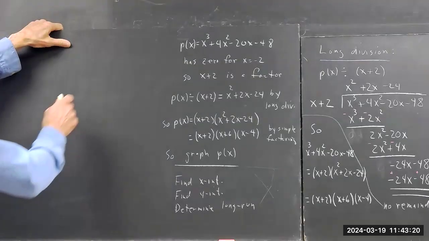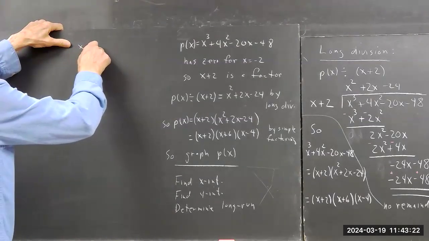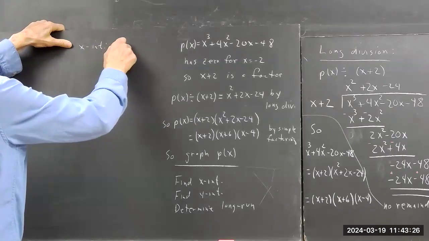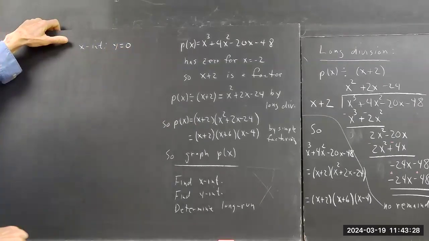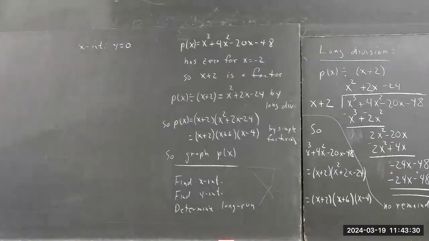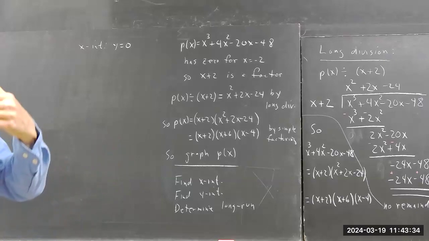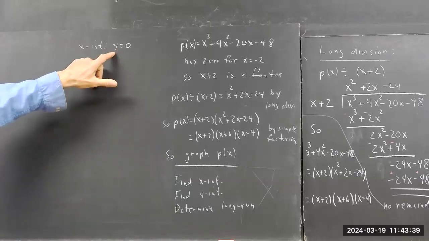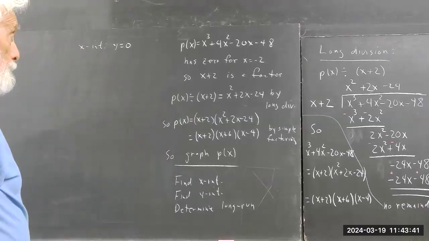Okay, so first of all, x-intercept. You immediately write y equals 0. You don't start calculating things. You don't do what you think you ought to do. You do what follows logically. So you write y equals 0.